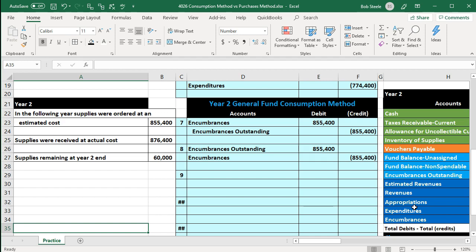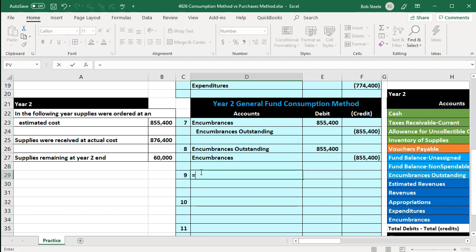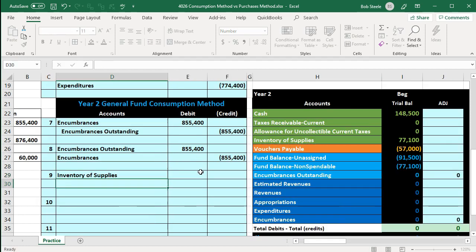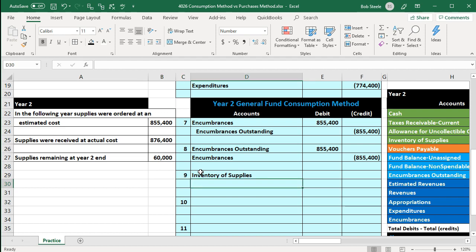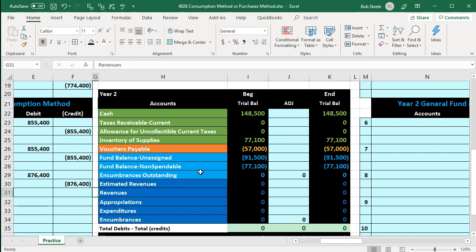Okay, and then we're going to go to the next transaction, which is going to say that we had the inventory at this amount. So we're going to record it at actual. So the inventory is going to go up, supplies inventory with a debit, and the other side is going to be cash. So cash is going to be the credit, and that's going to be for the actual amount, which is the 876,400.